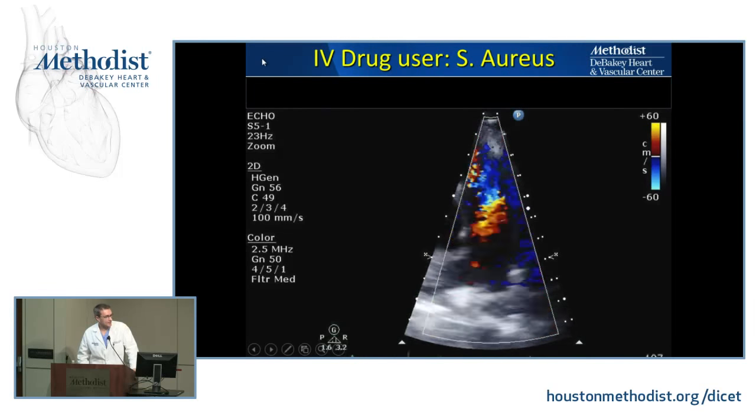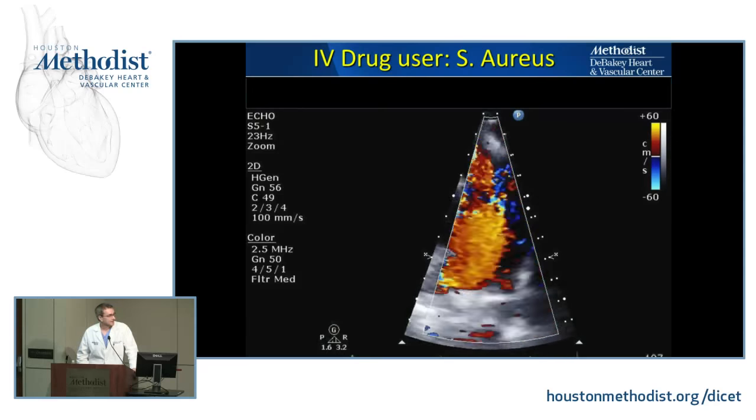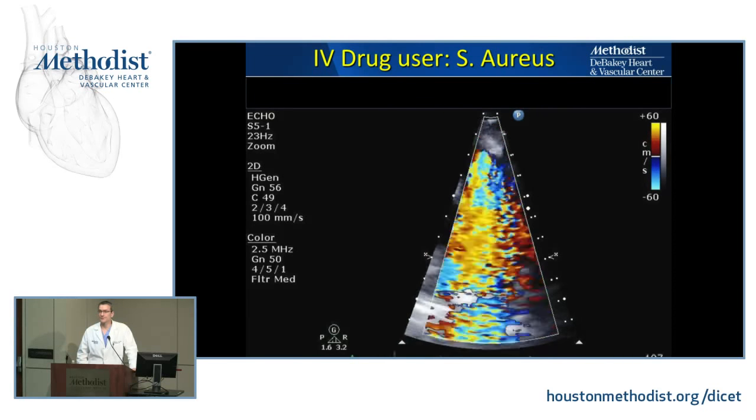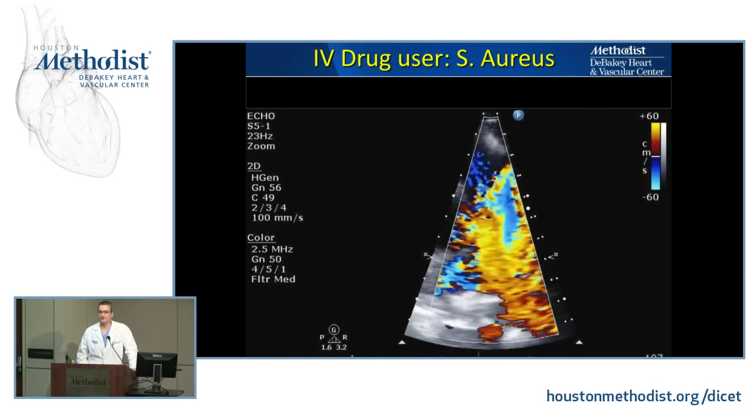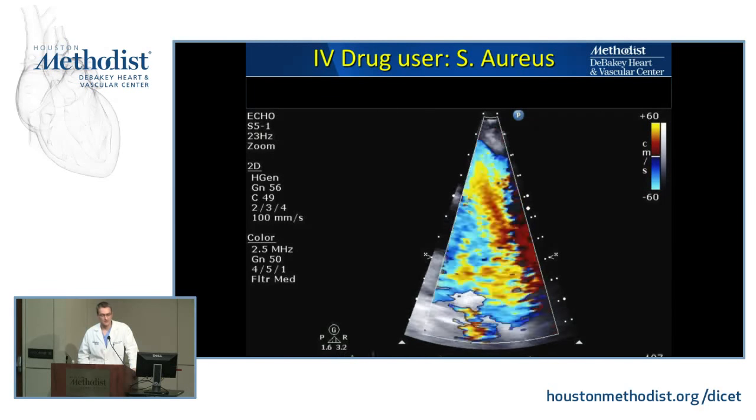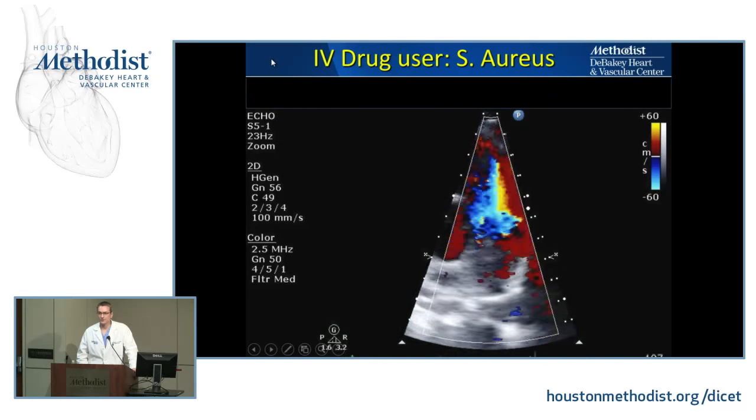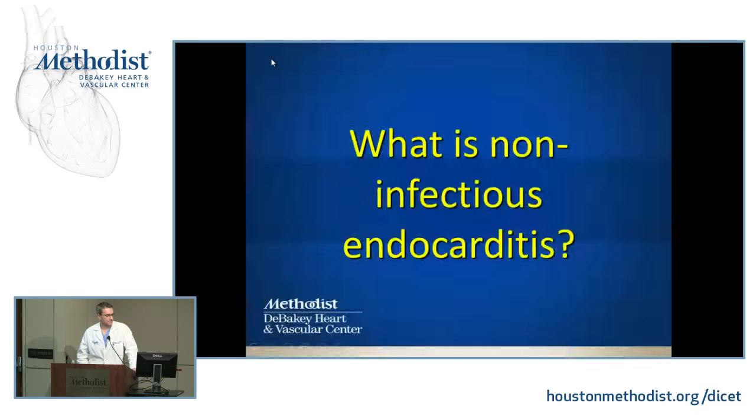The other subtle thing to recognize when you're trying to differentiate veggie versus non-veggie: veggies tend to be more associated with dysfunction because they're locally destructive even if you haven't seen it. So if there's a lot of insufficiency, as in this case, putting the context together with an IV drug history, you can be pretty sure this is endocarditis.